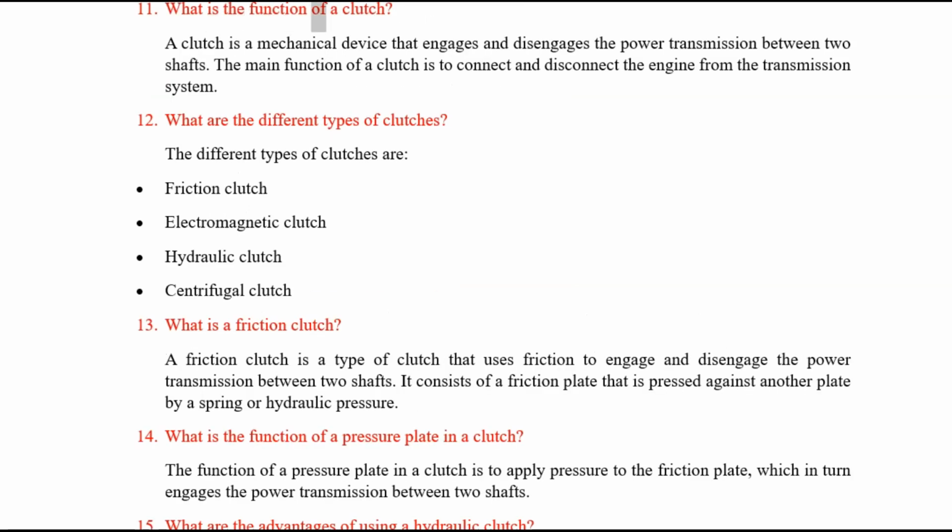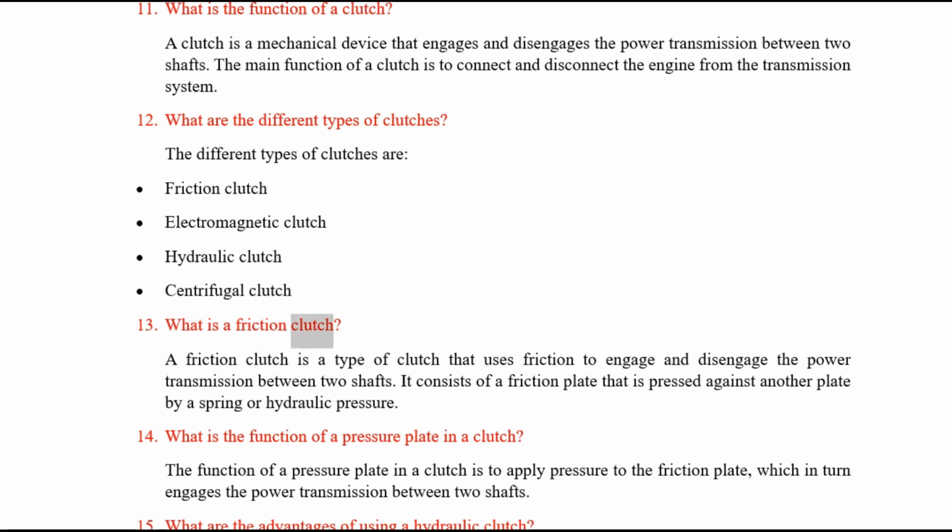What is the function of a clutch? A clutch is a mechanical device that engages and disengages the power transmission between two shafts. The main function of a clutch is to connect and disconnect the engine from the transmission system. What are the different types of clutches? The different types of clutches are: friction clutch, electromagnetic clutch, hydraulic clutch, centrifugal clutch.